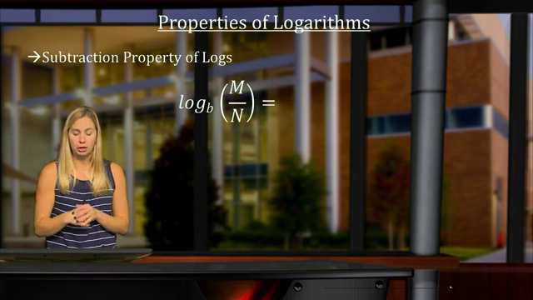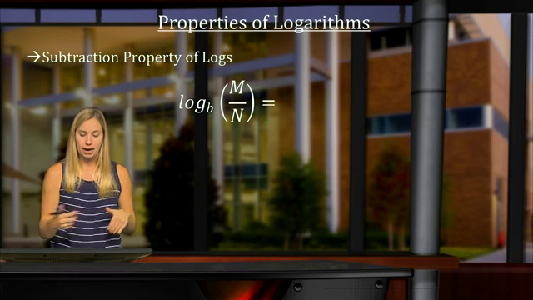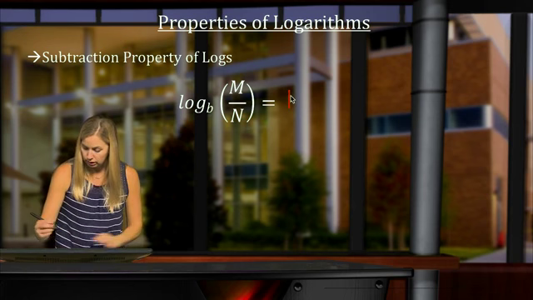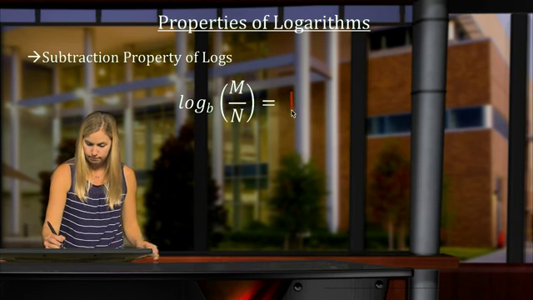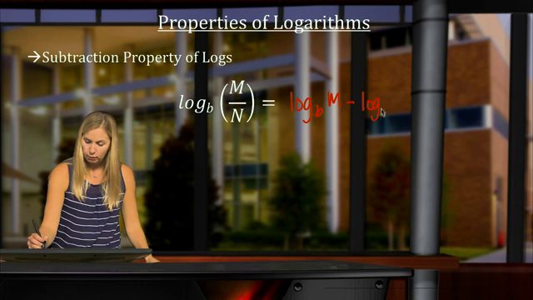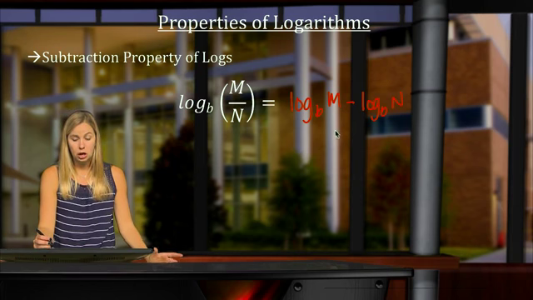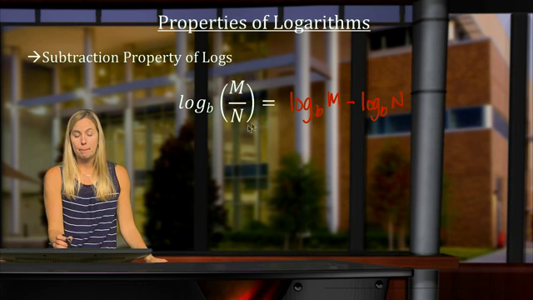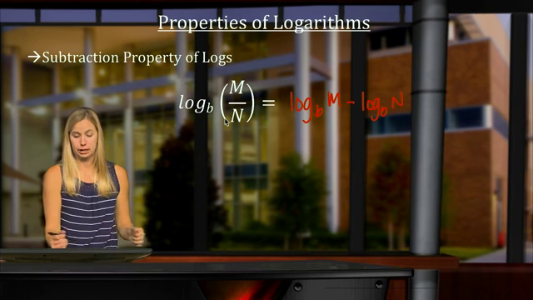Our subtraction property of logs involves a log that starts like this: log base b of m divided by n. When our argument is a ratio, then we can expand using subtraction. Log base b of m minus log base b of n. Because we're now converting to subtraction, we need to take the order into consideration. It's always the numerator minus the denominator, because subtraction is not commutative. You can't just change the order and have it be the same thing.